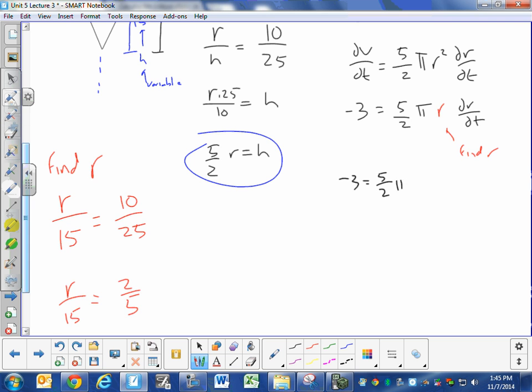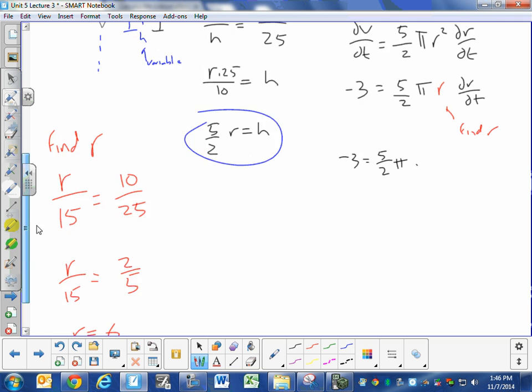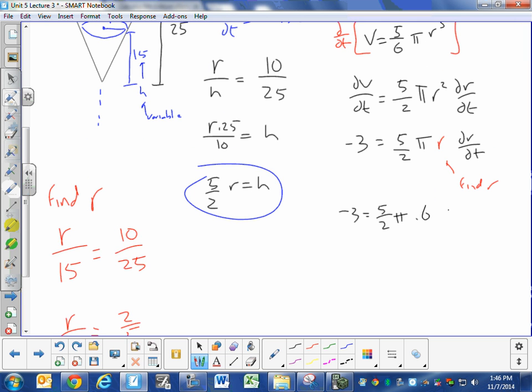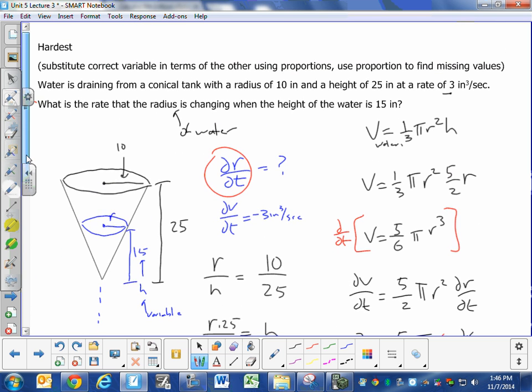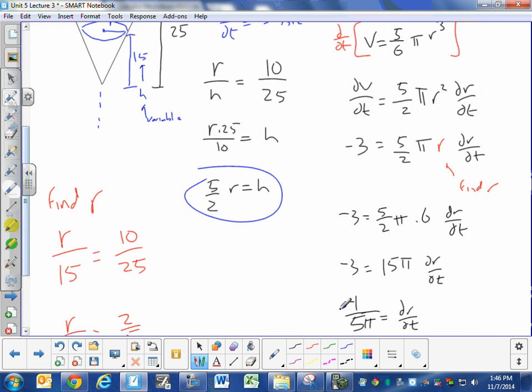5/2 pi times 6 dr/dt. I get -3 equals 15 pi dr/dt. dr/dt is equal to -1/5, 1 over 5 pi, something like that. Okay, that is in inches per second.